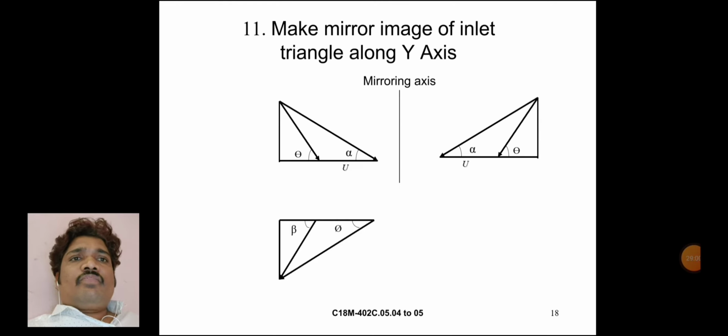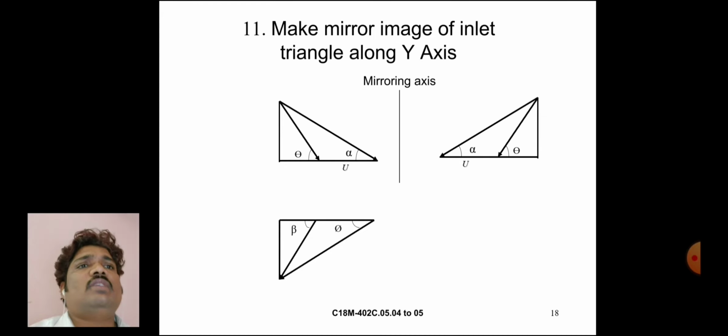Next, eleven. Make a mirror image of the inlet triangle along the y-axis, as shown along the mirror axis. Make a mirror image of the inlet triangle along the y-axis. Y is the mirroring axis.